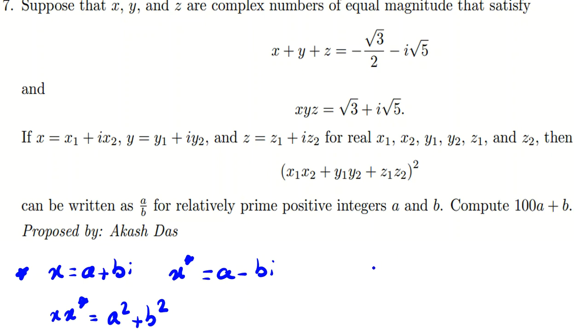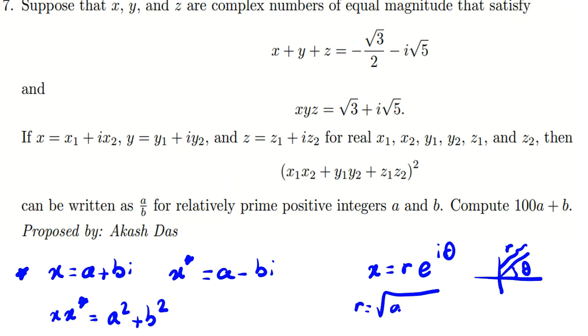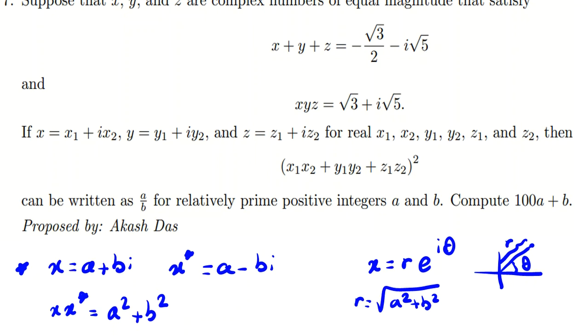And also you can show x in polar form, with its magnitude, as r e to the i theta. If, for example, the length here is r and the angle is theta, then r equals root a squared plus b squared. By the Pythagorean theorem you can easily prove this, because one length is b, one length is a, and r is the hypotenuse.